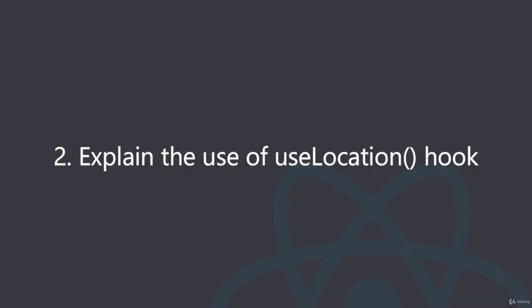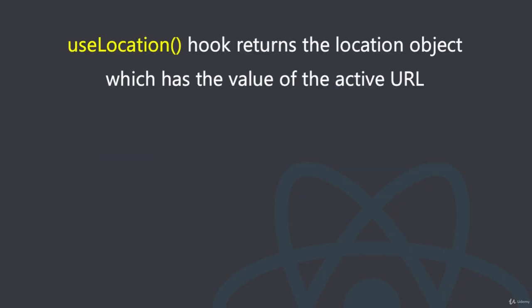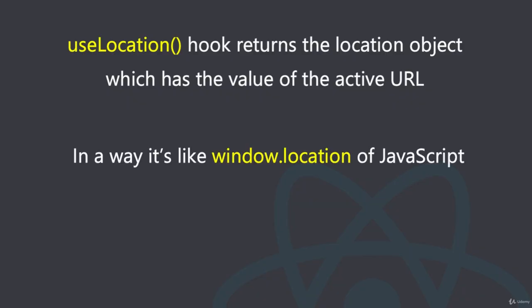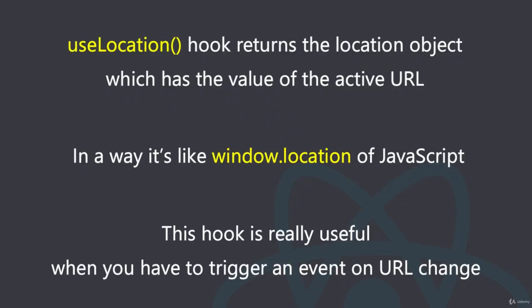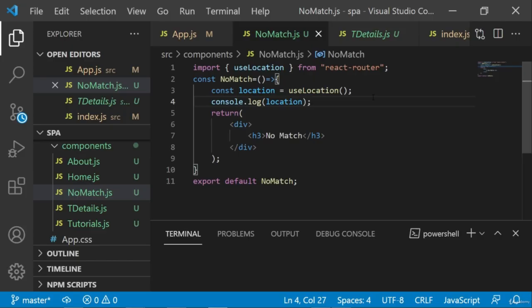The next question is, explain the use of the useLocation hook. Well, this hook returns the location object which has the value of the active URL. In a way, it's like your window.location of JavaScript. This hook is really useful when you have to trigger an event on every URL change. And this is the practical use we have done here with the useLocation.